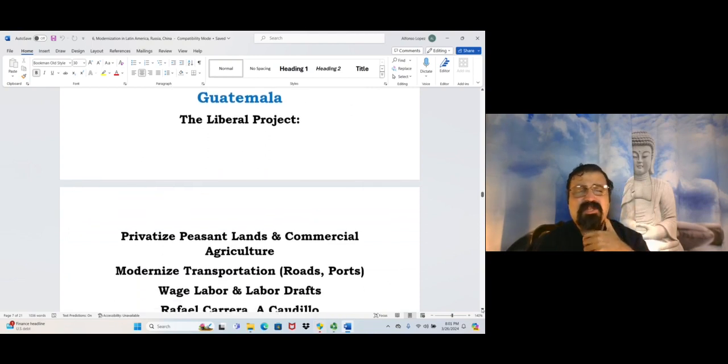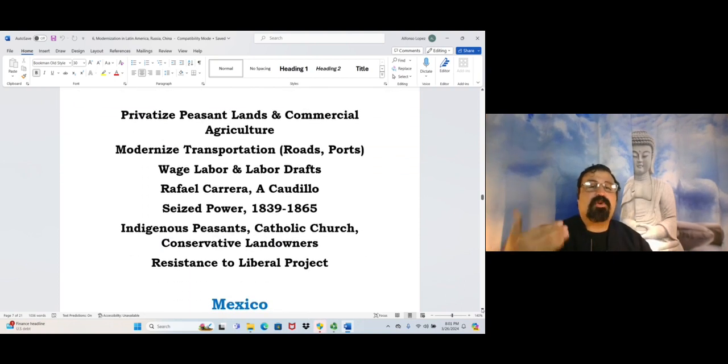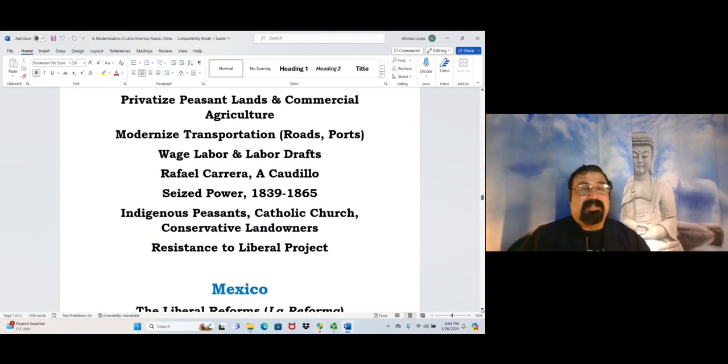In Guatemala, we see something similar when the liberals, for example, come into the country of Guatemala. They're beginning to privatize peasant lands right and left in order to foster the formation of commercial agriculture in the country. They're engaging in massive public works projects to upgrade the transportation system of the country, trying to build roads and ports and the like, because they're trying to export those products, again, overseas.